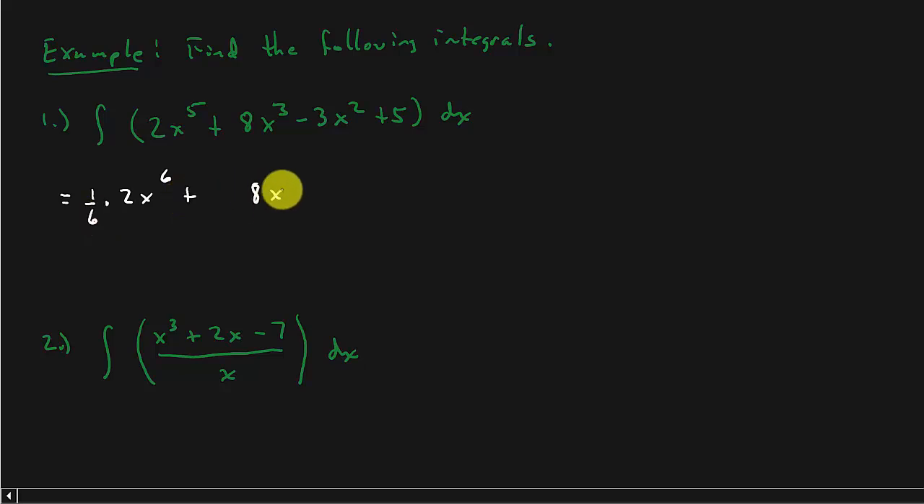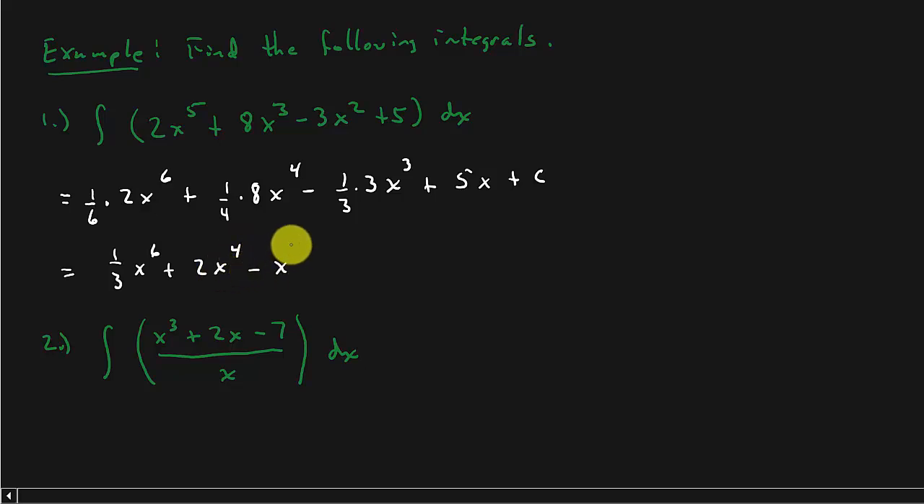Plus 8 times x to the 4th. Add 1, right? Add 1 to the 3, and then times the reciprocal of your new exponent. Minus, and then that's 3x cubed, add 1 to the 2, and then times, I keep doing that, times the reciprocal of your new exponent, plus, and then the integral of a constant is just 5 times x, and then that's plus c.